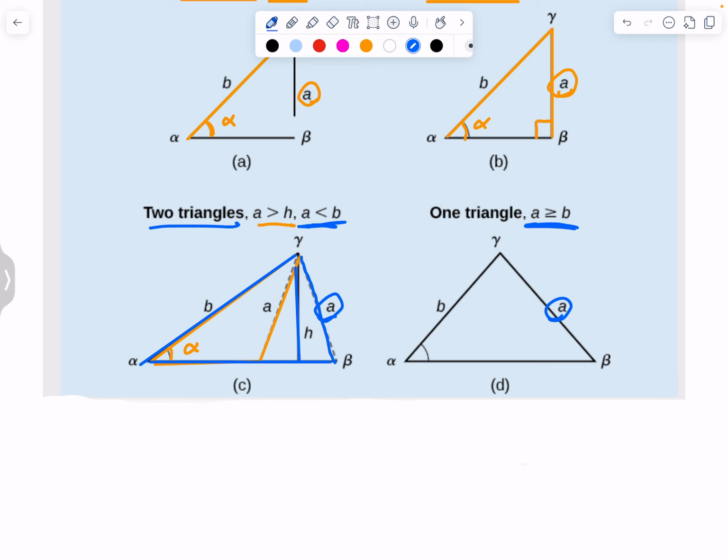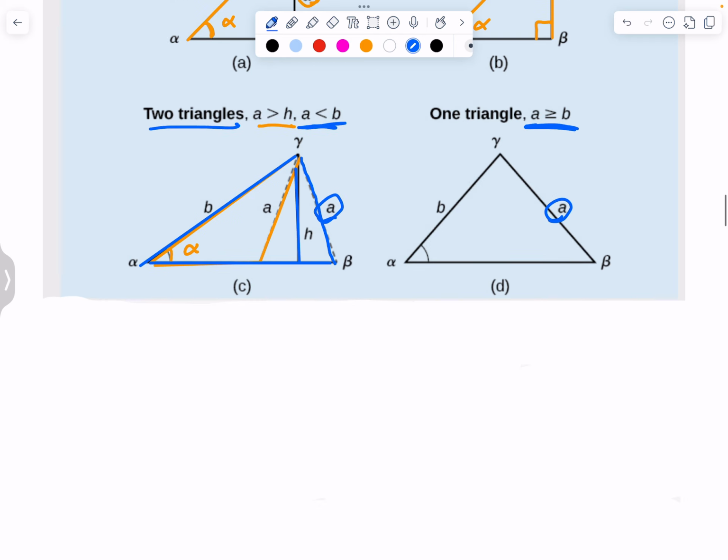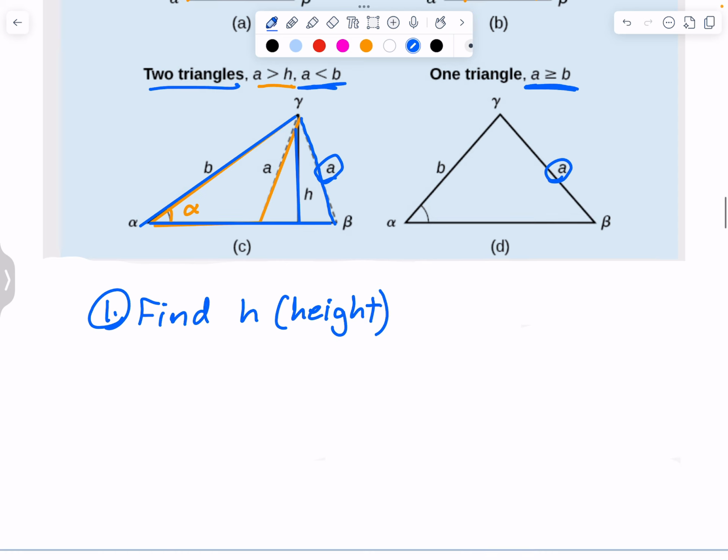That's it. All right. So here's my technique. I'm going to write it out because I don't like to use what they're doing with memorizing a and all that. So find h, which is the height of the triangle.